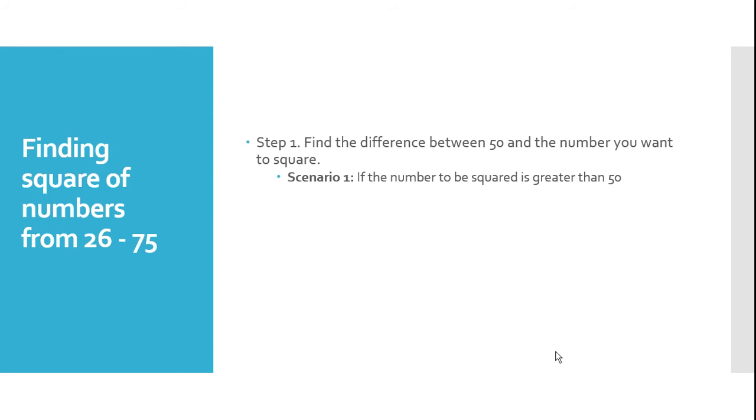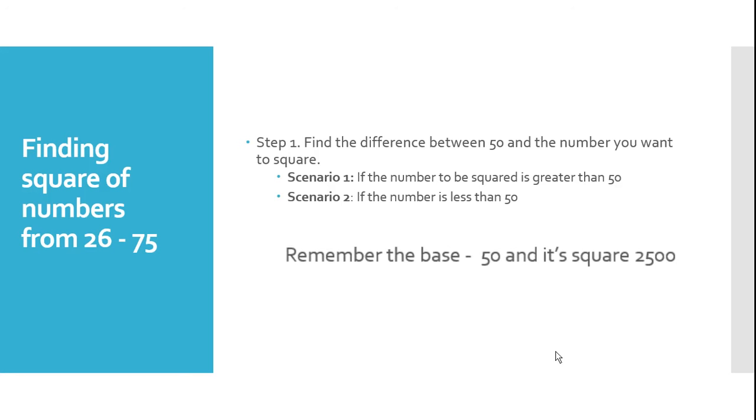So there can be two scenarios when I'm looking at a range between 26 to 75. Scenario number one, if the number to be squared is greater than 50, and scenario number two, if the number is lesser than 50. So there will be a little difference in how we deal with both these scenarios. One thing you should remember, that the base is 50 and its square is 2500. These are the two important numbers which you have to deal with subsequently.